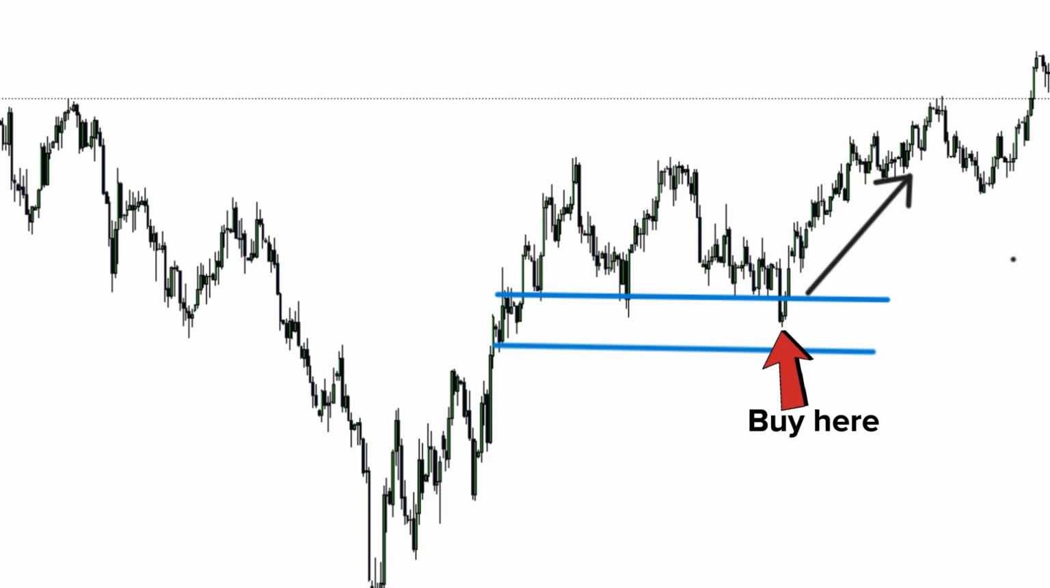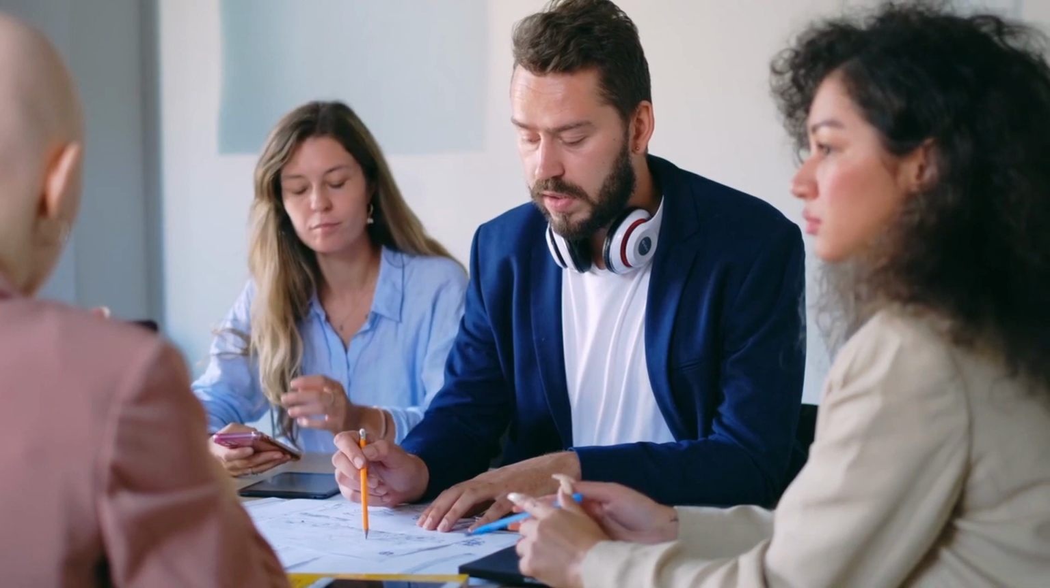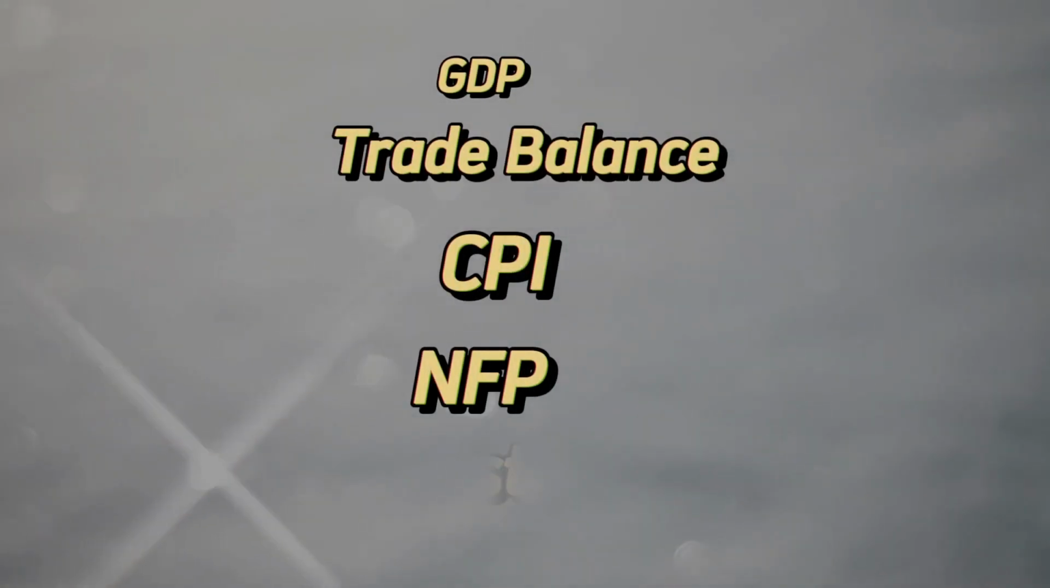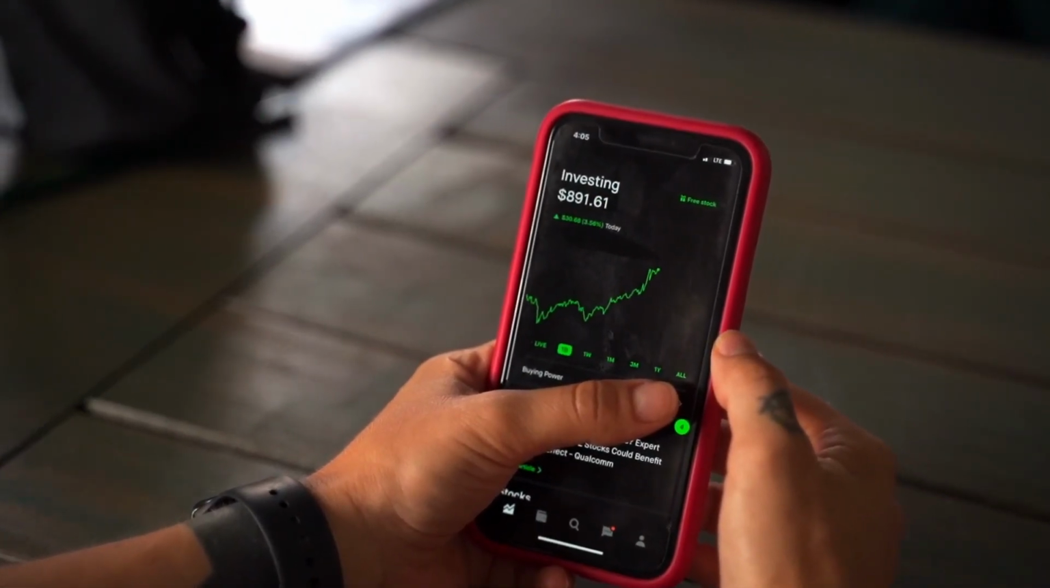Another way traders trade the forex market is through fundamental analysis. Fundamental analysis is the study of how global economic news and other news events affect the financial markets. Examples of major news events include the gross domestic product, trade balance, consumer price index, CPI, the non-farm payrolls, interest rate decisions, among others. Now, traders use this information to try and predict the upcoming market fluctuation in exchange rates and currency value and use them to their advantage. The economic events can be tracked using economic calendars such as MyFXBook, Forex Factory, Investing.com, among others.